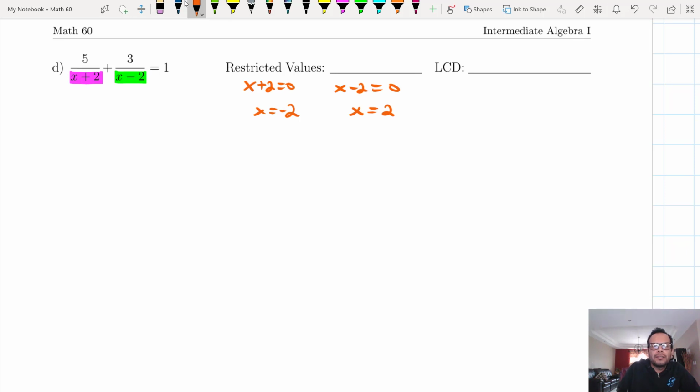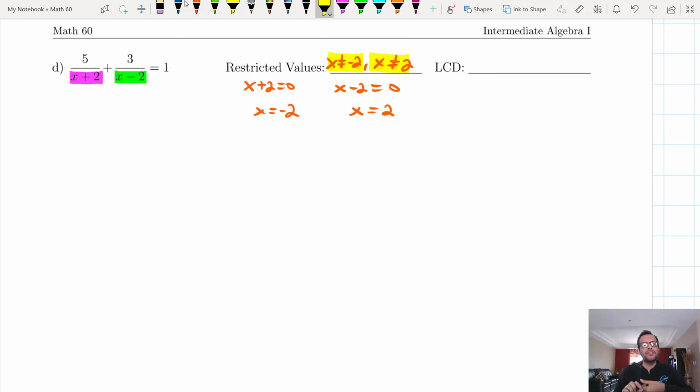Okay, let's go back. Let's go up here. X cannot be negative 2 and x cannot be positive 2, because if we plug in any of these values that I'm highlighting right here, that'll make the denominator equal 0, right? And we don't want denominators equal to 0, okay?